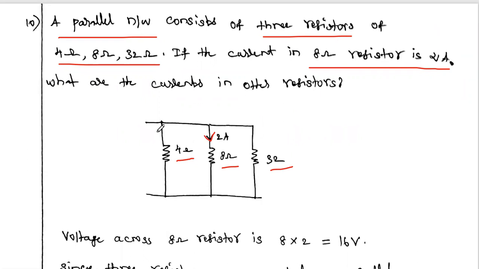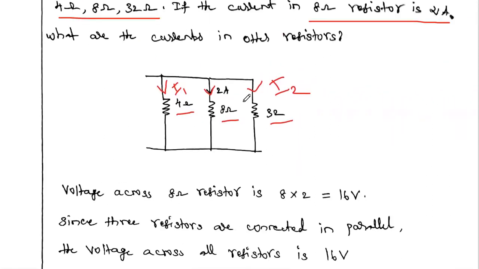So the current flowing through this 4 ohm resistor and the current flowing through this 32 ohm resistor we are going to find. So here the total supply voltage is not given, total current is not given, only the current flowing through one branch is given. So this is one type of problem. In this three, the center resistor, 8 ohm resistor, the current flowing is 2 amps. So using these two data, using Ohm's law, we can find the voltage across the 8 ohm resistor.